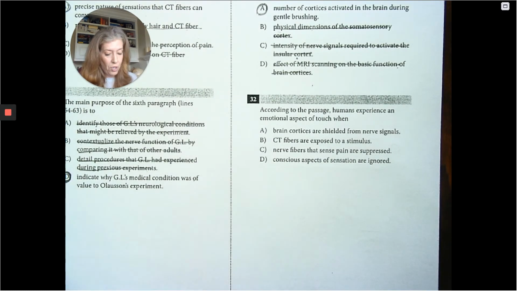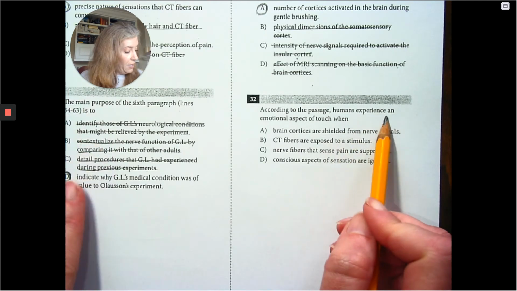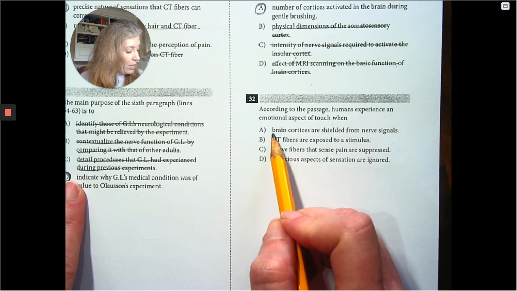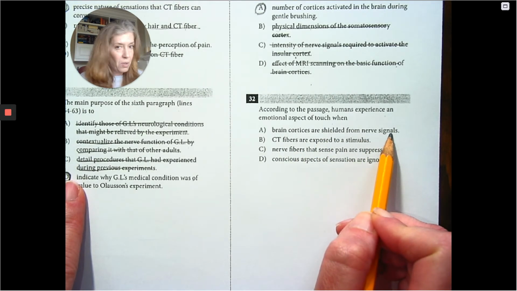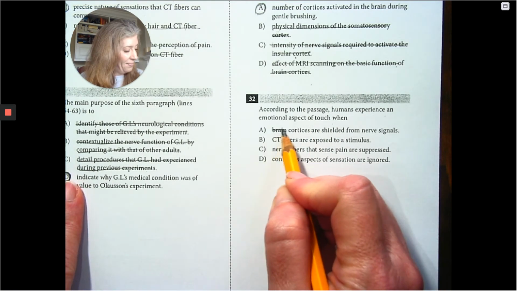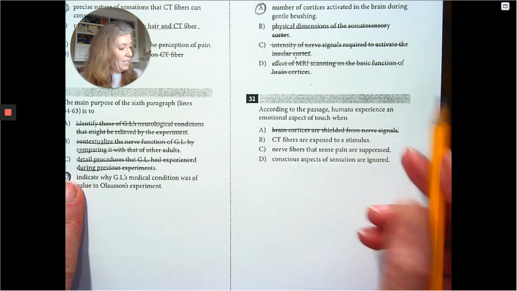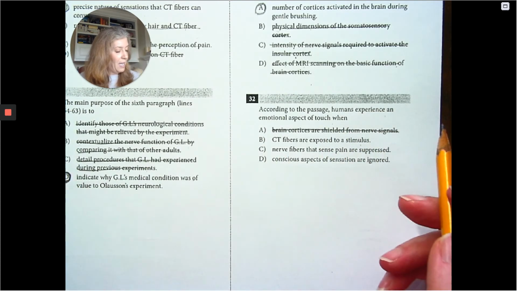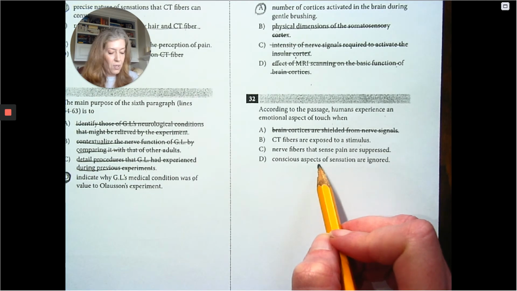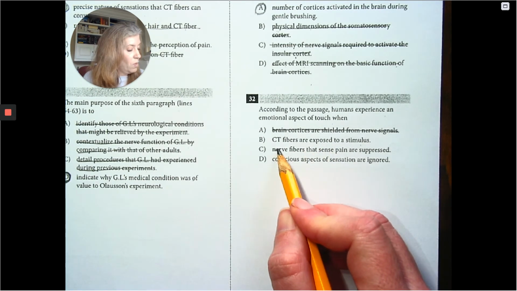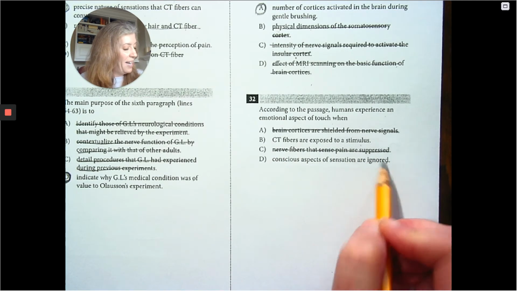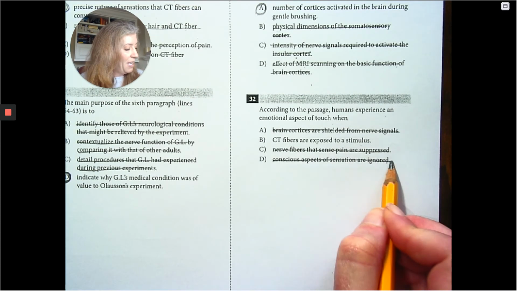According to the passage, humans experience an emotional aspect of touch. I remember this from the very end. When brain cortices are shielded from nerve signals, that wouldn't result in feeling touch. CT fibers are exposed to a stimulus. I like that one. I'm going to keep that one. Nerve fibers that sense pain are suppressed. No. Conscious aspect of sensation are ignored. I'm going to just ignore. So B.